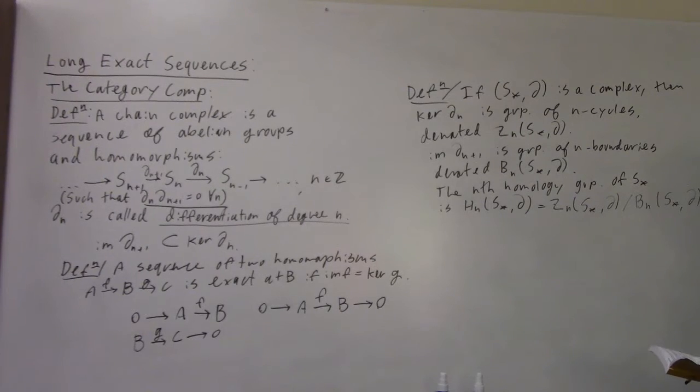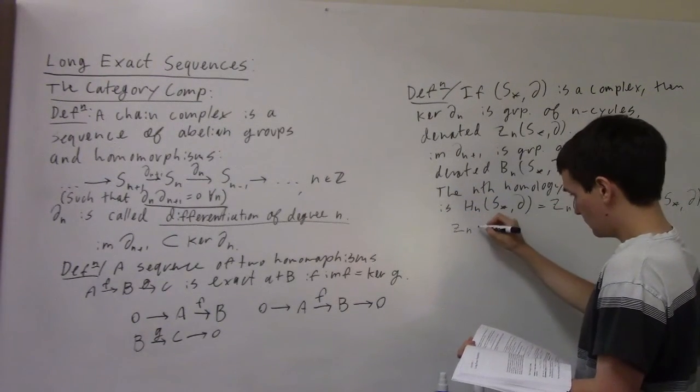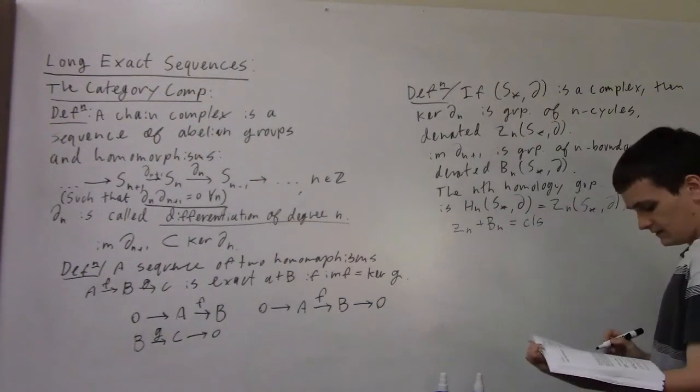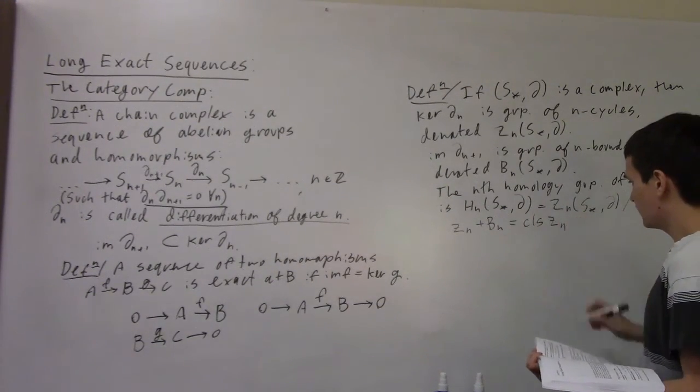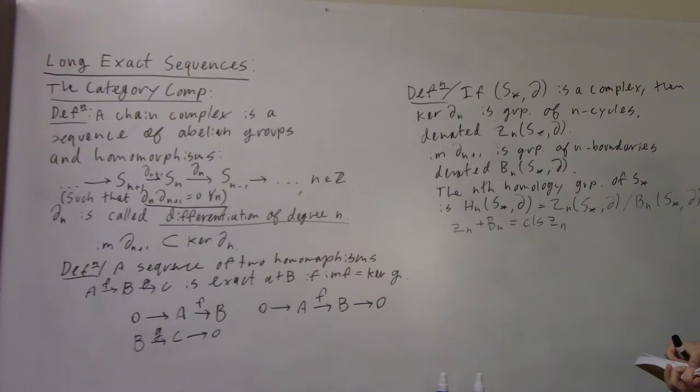So, again, we use the same notation as before. We use CLS for the class of Zn.